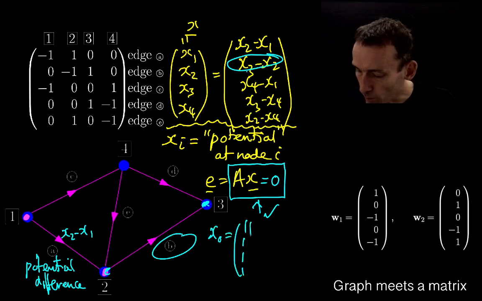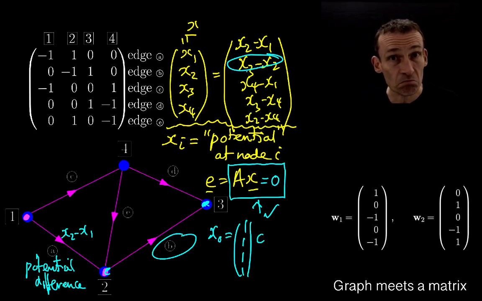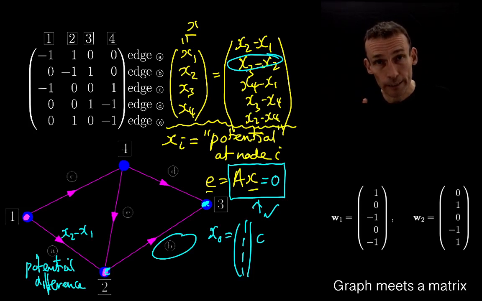0, 1, 1, 1, 1, or by the way, any multiple of it, is the only right null vector for a connected graph. Okay? Because there's no way, because of its connected nature, that AX, which is the vector of potential differences, can all be 0 without all of them being at the same potential. It just cannot happen. So that's interesting. My right null space of my incidence matrix is telling me that I can set my nodes all at the same potential and it won't change anything. Okay?